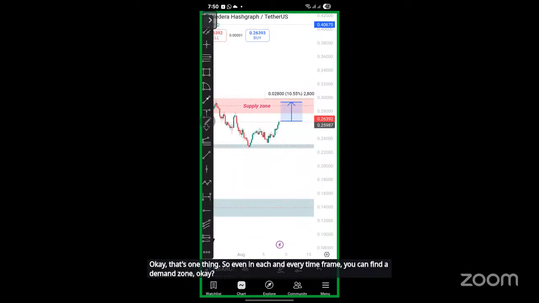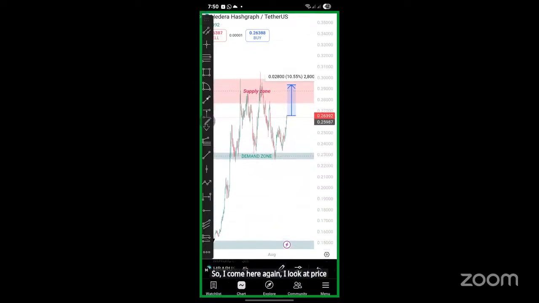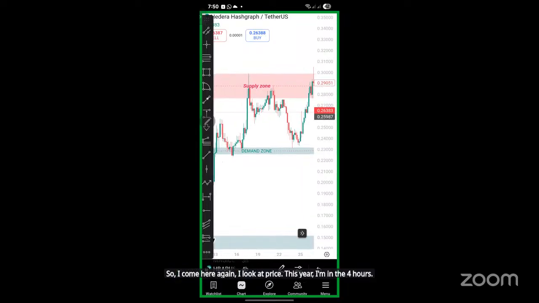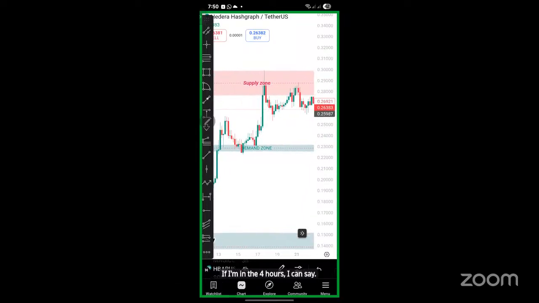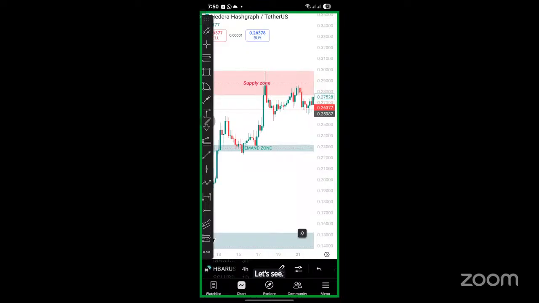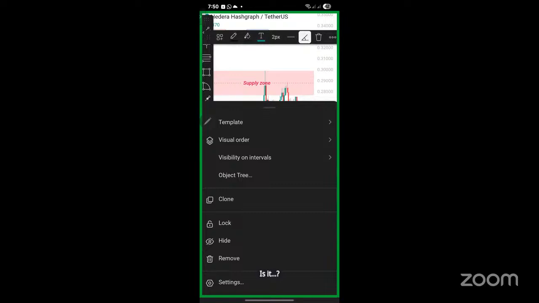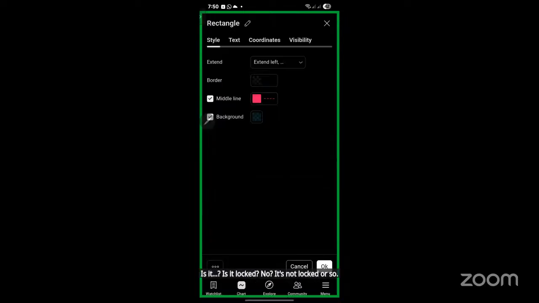Okay. So I come here again. I look at price. This time I'm in the 4 hours. In the 4 hours, I can look at this. No, sorry. In the 4 hours, is it locked? No, it is not locked. Why isn't it moving?